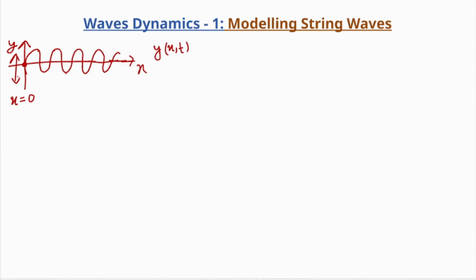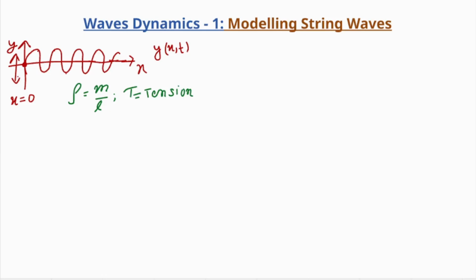Now, we take two considerations. Firstly, we consider the string to be uniformly dense. That is, we can define the density of the string rho to be m over L, that is, the mass of the string is uniformly distributed along the string. And we say T to be the tension in the string.